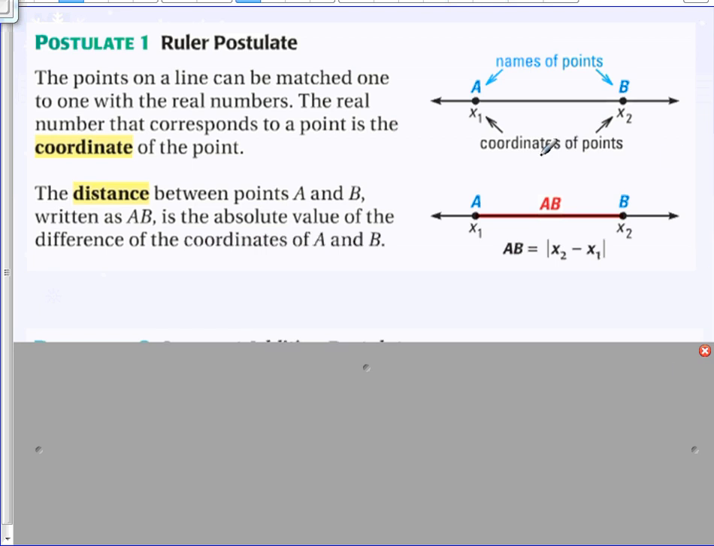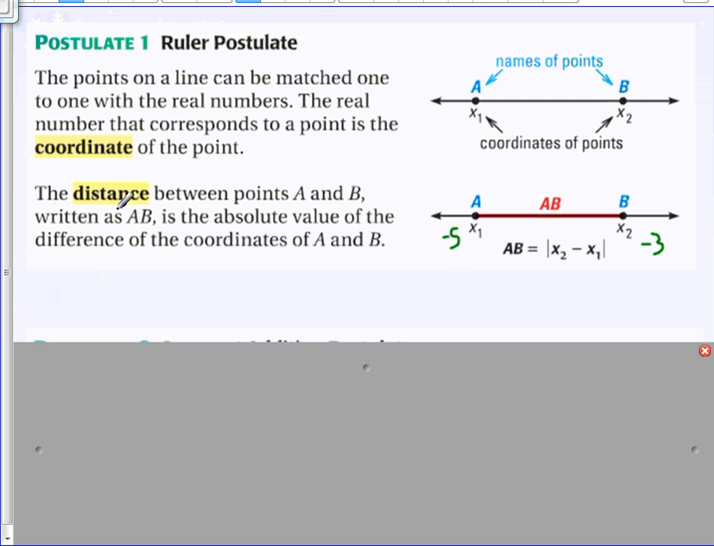if I were to look at this line right here, so I have points A and B, and they correspond with a specific coordinate. So let's just say this is negative 5, and this is negative 3. Okay? So the coordinates of those points, stated by the ruler postulate, correspond with negative 5 and negative 3. So A with negative 5, B with negative 3.